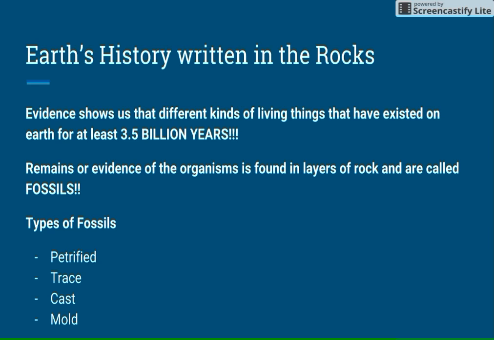The evidence shows us that different kinds of living things have existed on Earth for at least 3.5 billion years. So, yesterday we talked about Earth being 4 billion years old, and this is saying that living things have been on Earth for 3.5 billion years. Remains or evidence of the organisms is found in layers of the rock, and these are called fossils. And there's four different types of fossils that we're going to talk about: petrified, trace, cast, and mold fossils.